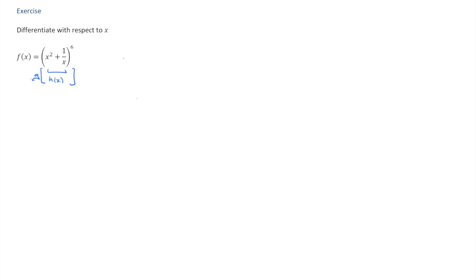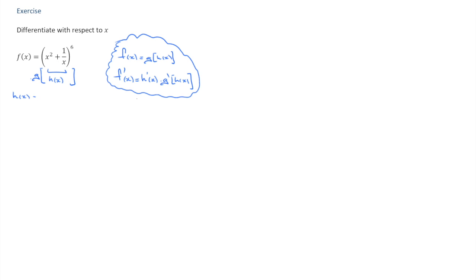Now, remember, the formula is, if f of x equals g of h of x, then the derivative, f dash of x, will equal h dash of x times g dash of h of x. So, let's just box that result again, really quickly. Now, comparing this to our function here, since h of x equals x squared plus 1 over x, h dash of x equals 2x minus 1 over x squared.